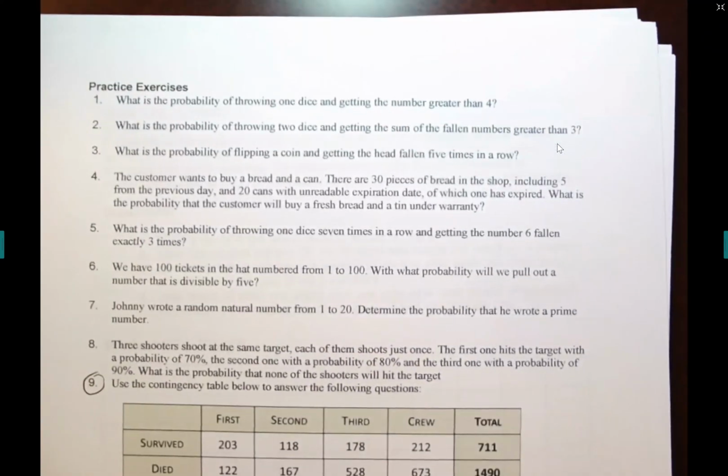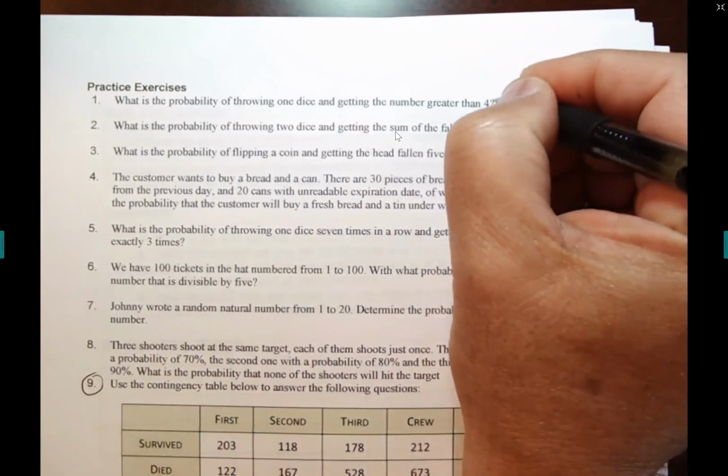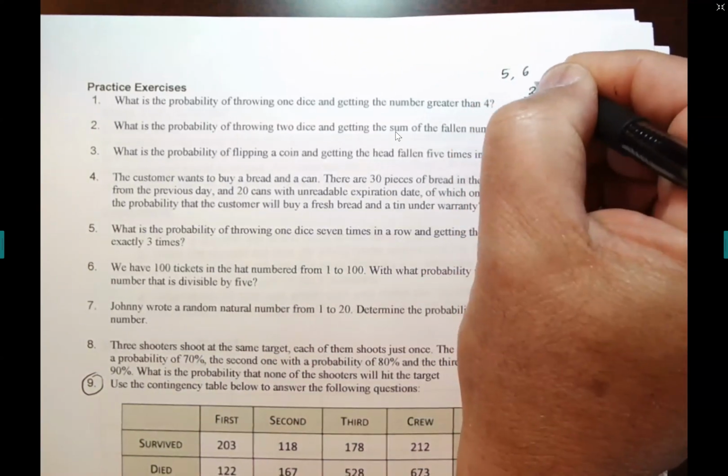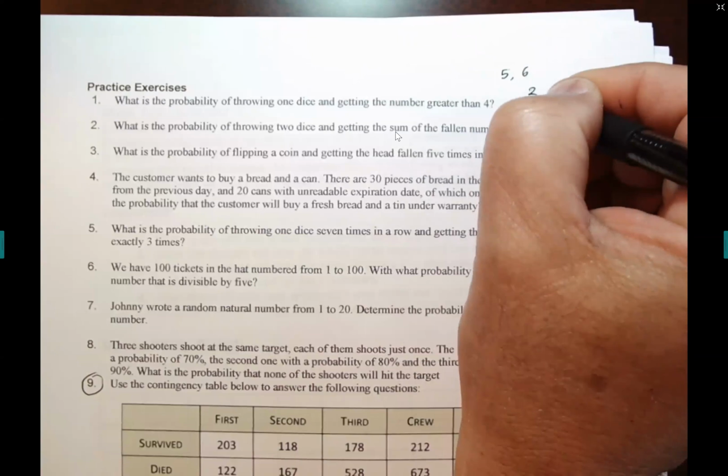Let's do number 1, for example. What's the probability of throwing 1 die and getting a number greater than 4? 2 out of 6. What are the possible outcomes greater than 4? You get 5 or 6, so there's 2 out of 6. These are the favorable outcomes, and these are the possible outcomes.